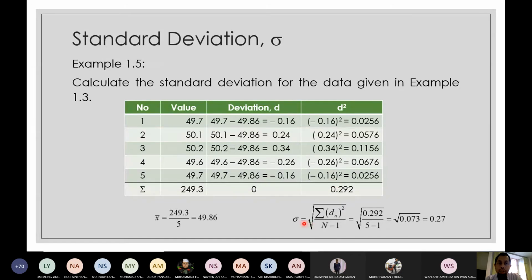Then we apply the equation for the standard deviation. This is the sum of the squares. When we square each value, we get this value, and when we sum all the squares, we get 0.292. Now we can replace this value in this part here. We have 0.292, and because it's only 5 readings, we use n minus 1. So we get the result here, 0.27. That means the average is 49.86 and the standard deviation is plus minus 0.27.